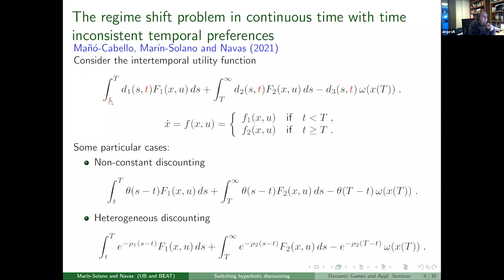While the model is solved for these general discount functions, we illustrate with some numerical examples the case of non-constant discounting and the traditional discounting, as the two settings that we have been working with more frequently, which represent inconsistent temporal preferences. So before continuing with the resolution of the model, I will shortly remind what the settings are and how we can compute the solutions when we work with this kind of discount functions.